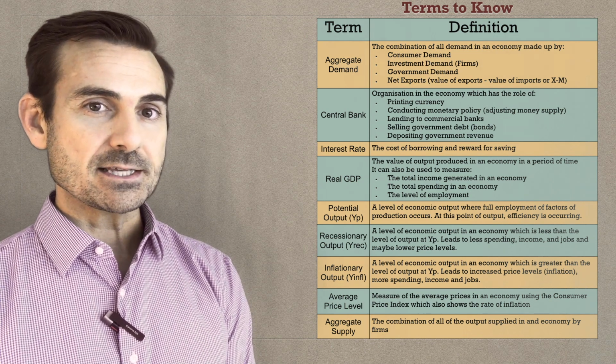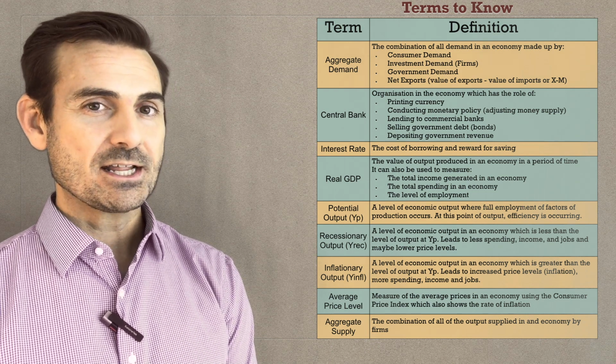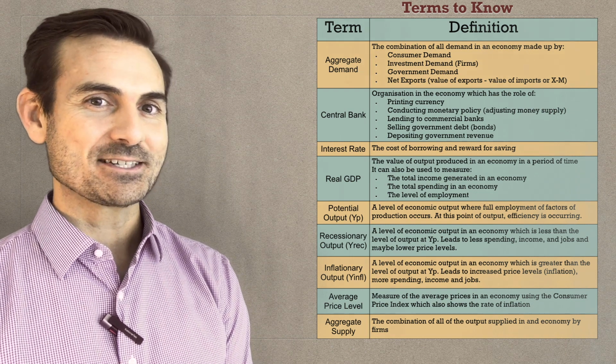The central bank does this by changing the amount of money which is supplied in the market, which in turn has an impact on the interest rate, on the amount of investment, and the aggregate demand in the economy.